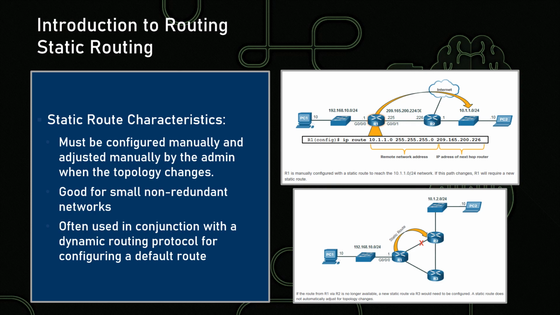In the second graphic, we see that the route from R1 to R2 is no longer available, so we would have to configure a new static route via R3, and this is not going to automatically adjust, so essentially we would have a network failure at that point. So static routes are very useful, but in certain cases can be a pain point because we don't always know why the route is not being correctly read.